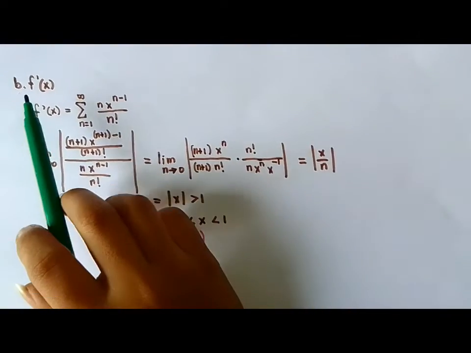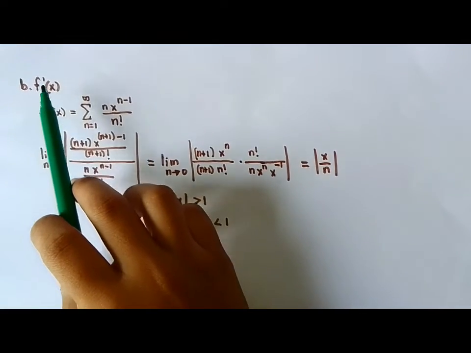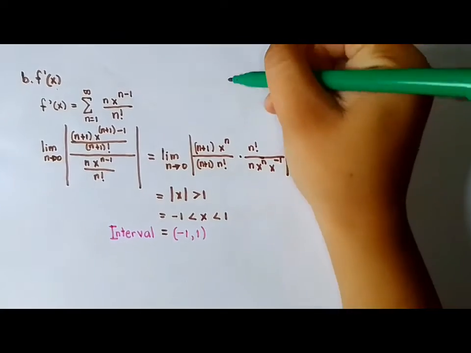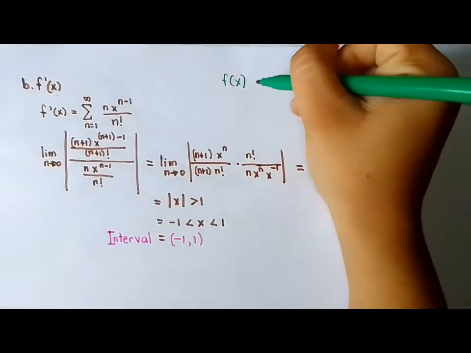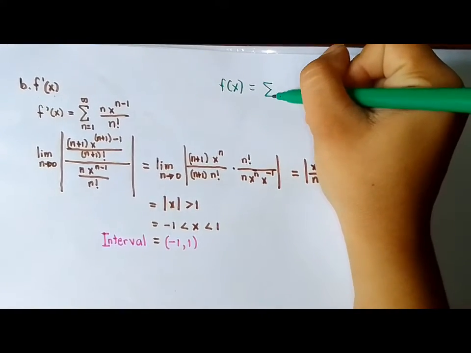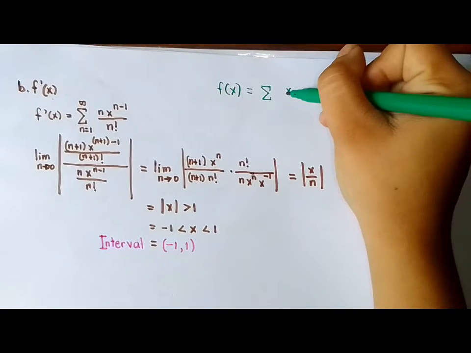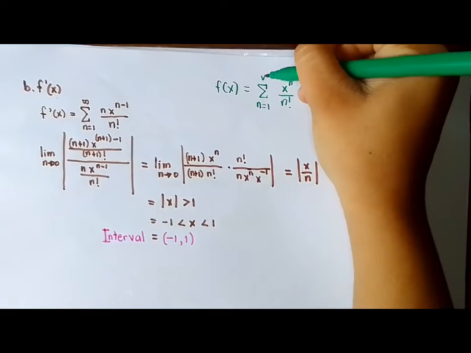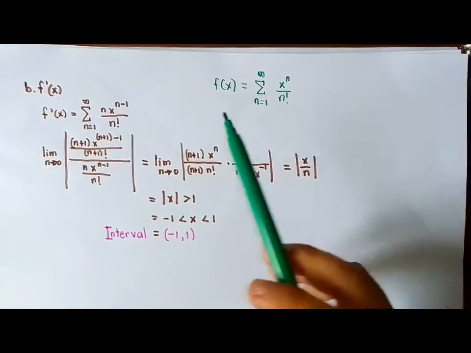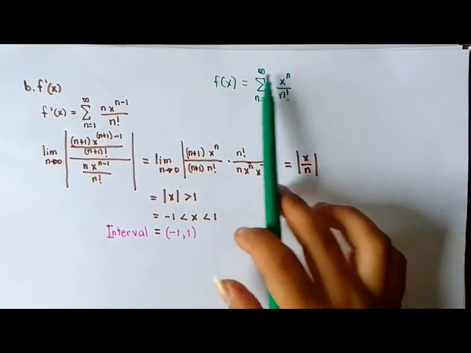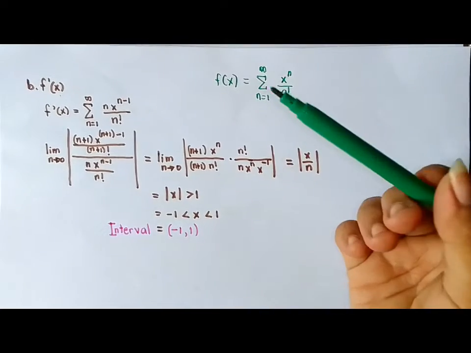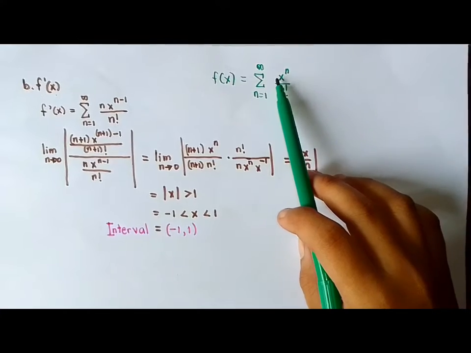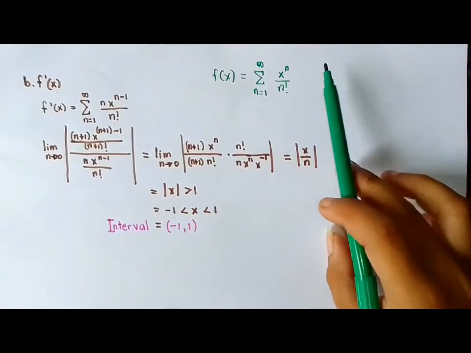And for letter B, we're able to evaluate the derivative of f evaluated at x. Then we'll remember our given. We have f of x equals the sum of x to the power of n over n factorial, as n equals 1 to infinity. Then the derivative of this given function. Remember, for the derivative, we make the exponent our coefficient and subtract 1 from the exponent.